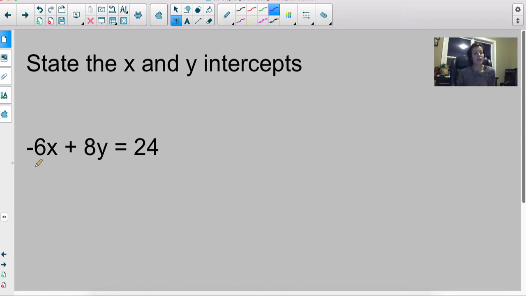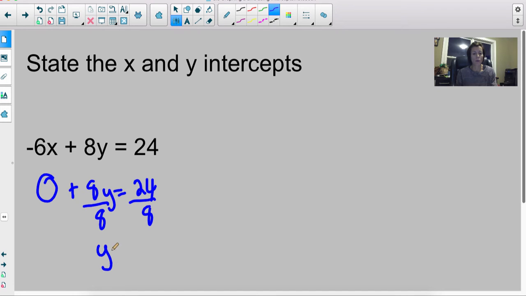State the x and the y-intercepts of -6x + 8y = 24. So we'll plug in 0 for x, plus 8y is equal to 24. Divide both sides by 8. And then y is equal to 3. So the y-intercept would be (0, 3).